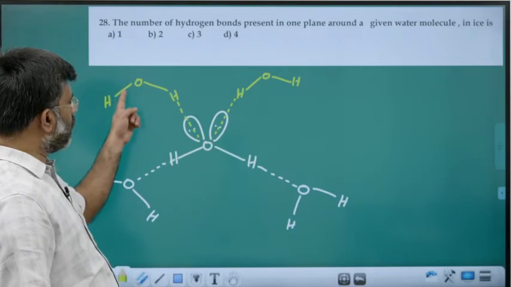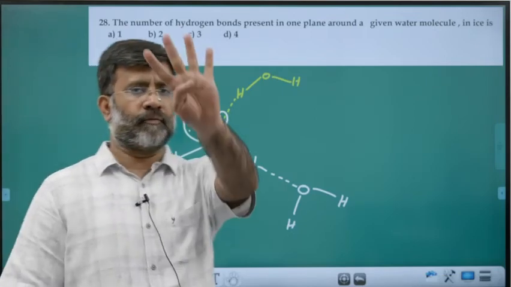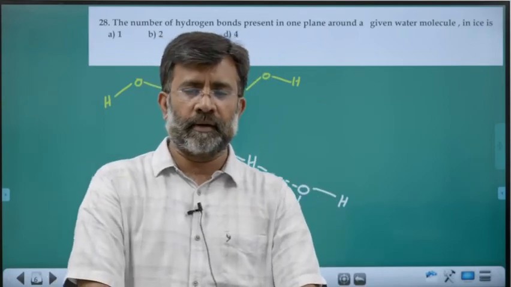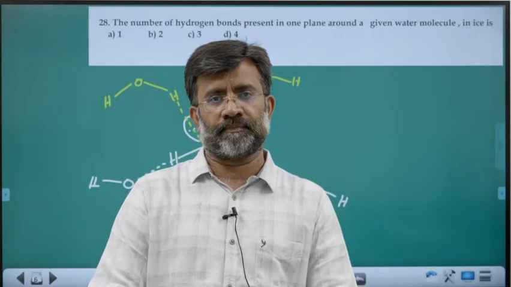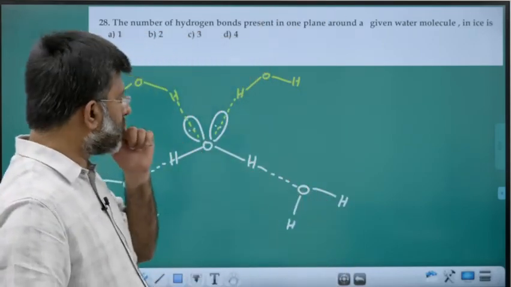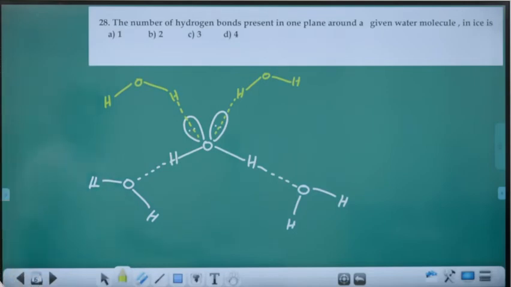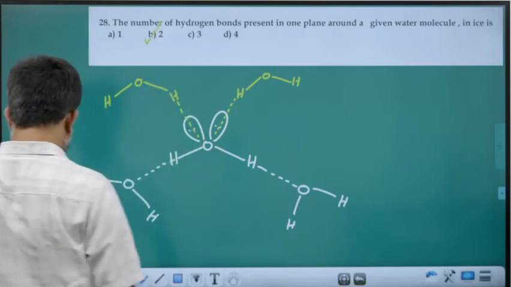These two water molecules are in one plane, and those two water molecules are in another plane. Totally there are 4 water molecules surrounding the water, and the two pairs will be in different planes. If one is in the horizontal plane, the other will be in the vertical plane. Okay. So what is the answer? Number of hydrogen bonds present in one plane. Option B. Next.